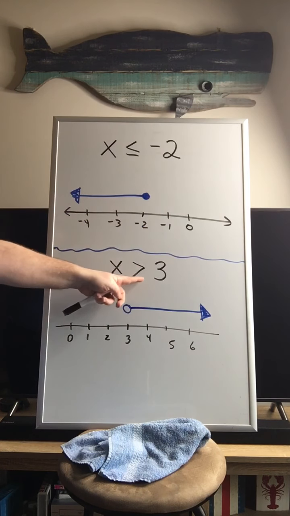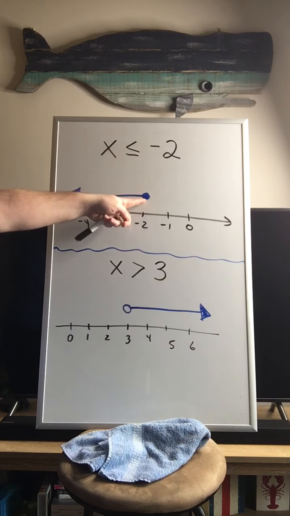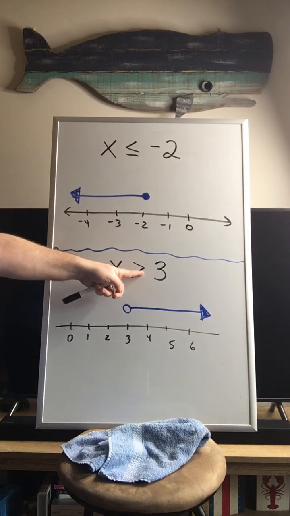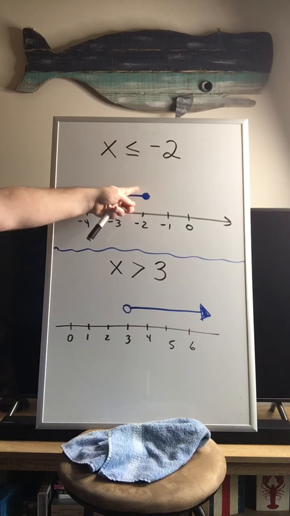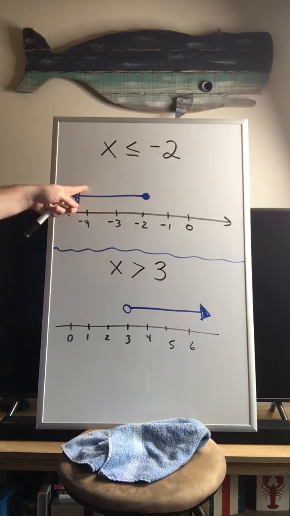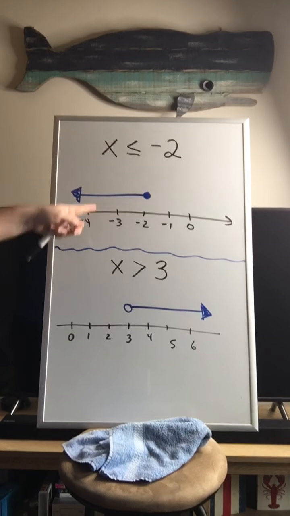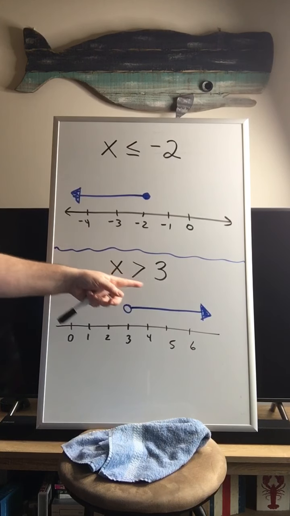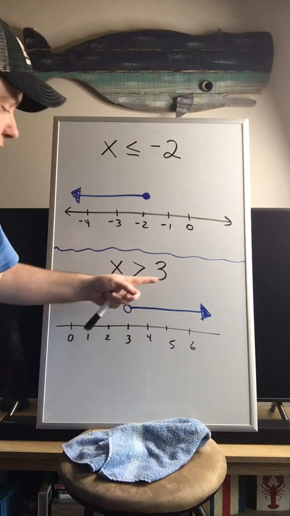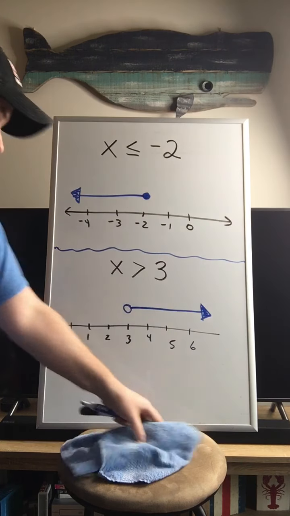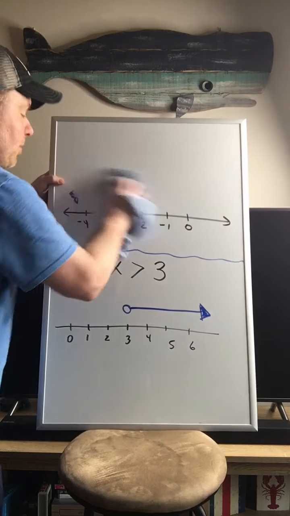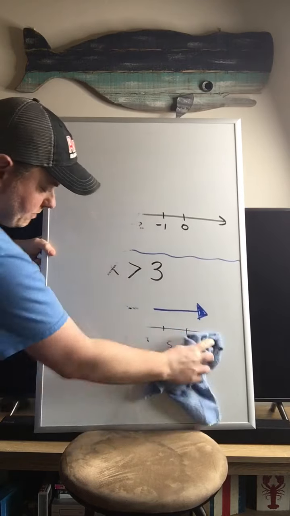So if it is an equal to underneath, you're going to have a solid dot. If it does not, you're going to have an open dot. If it's less than, you're going to be going to the left, because the numbers get less than going to the left on the number line. If it's greater than, you're going to be going to the right, because the numbers get bigger going to the right. That's it. Okay? Let's try a couple more, and I'm going to show you one last thing.